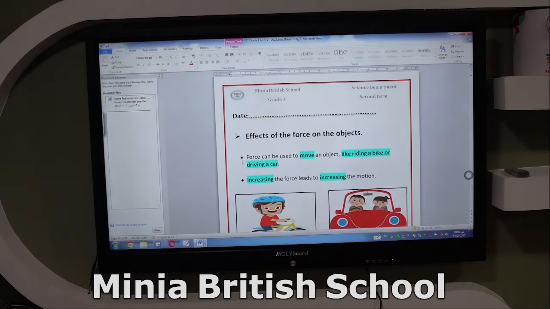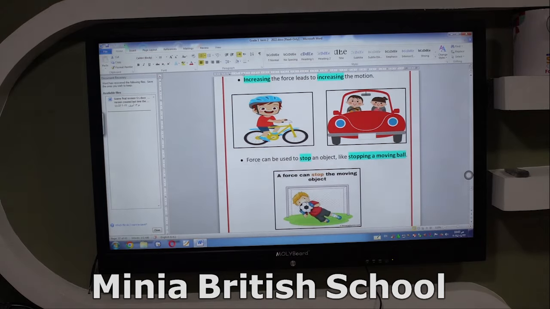So we can say force can be used sometimes to move an object, like riding a bike or driving a car. So don't forget this word, move. And sometimes force can be used to stop objects, like stopping a moving ball.